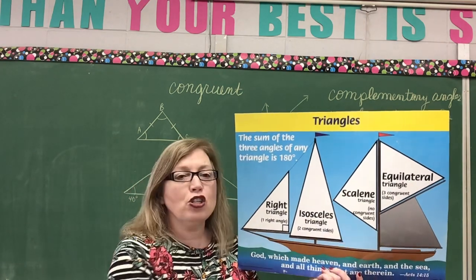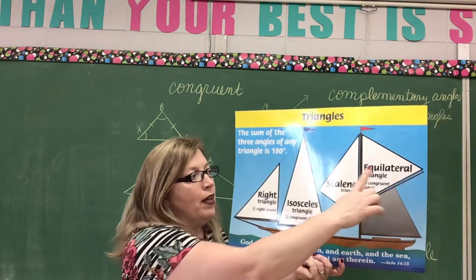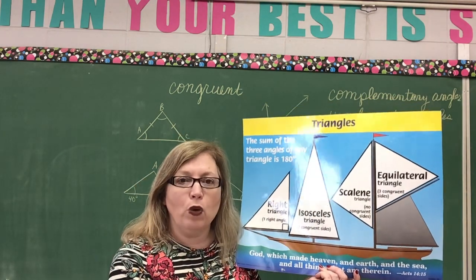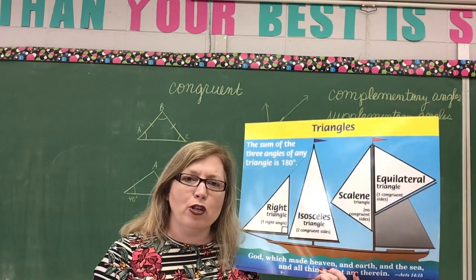We have a scalene triangle. There are no congruent sides in a scalene triangle. Lastly, we have an equilateral triangle. An equilateral triangle has all three sides the same measurement.